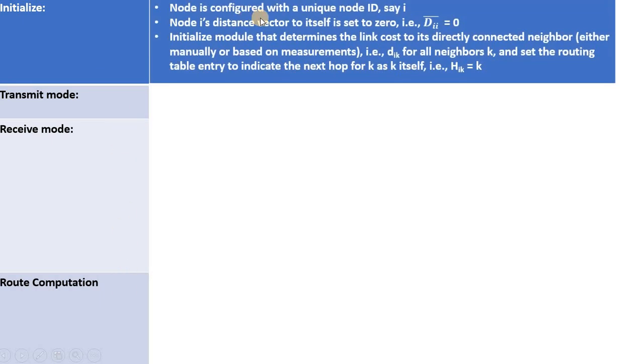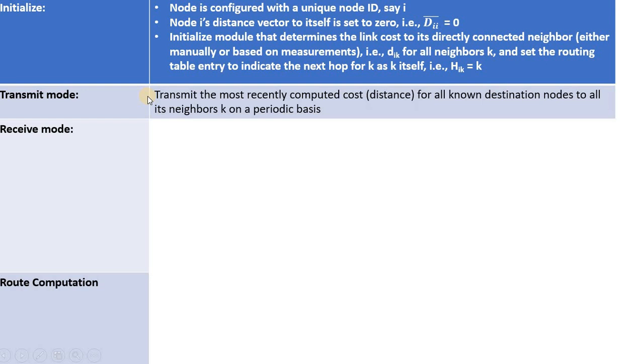In the initialize phase, we have the node configured to have an ID, node i. Node i is the source node. To the same node, the computed distance is 0. The initialize module determines the link cost to its directly connected neighbors. So the directly connected neighbor should be identified, and that neighbor will be referred to as k, and this k will be represented by hop counts. Hik will be the kth node. This is the term we are going to use for the immediate neighbors, Hik.